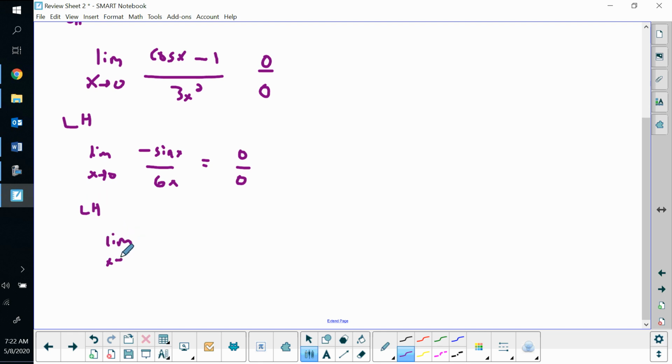Negative sine's derivative is negative cos. 6x's derivative is 6. When we do direct substitution, we get negative 1/6. And what that means is in the original limit, as x approaches 0, the y values are approaching negative 1/6.